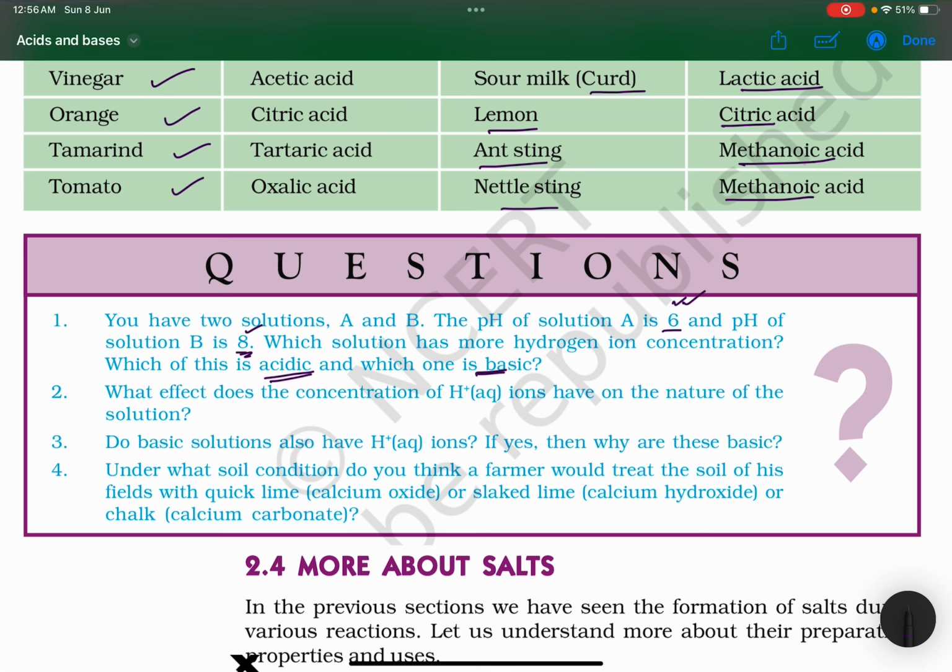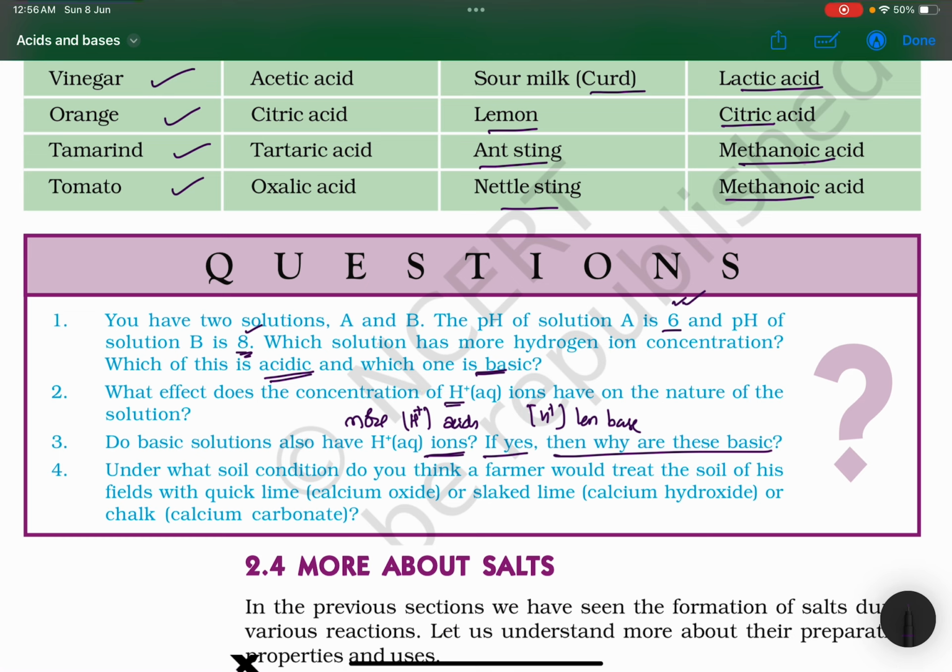What effect does the concentration of H+ ions have on the nature of the solution? It makes it acid. If the H+ ion concentration is too much, then it will become acid. If the H+ ion concentration is less, then it will become base. More H+ ion concentration is acid, less H+ ion concentration is base. Do basic solutions also have H+ ions? Yes, definitely. All bases will have a small amount of H+, and all acids will have a small amount of OH-. If yes, then why are these basic? Because the concentration of H+ ions in bases is very less.